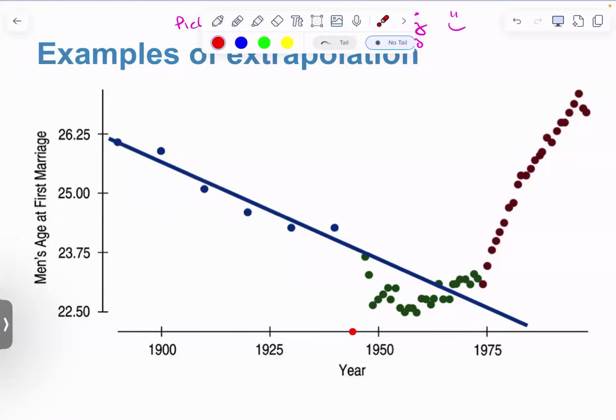I don't know, maybe a world war or something. Right, some knowledge, right? But we've got this beautiful linear relationship, and we could use that to model all the men's ages at the first marriage.